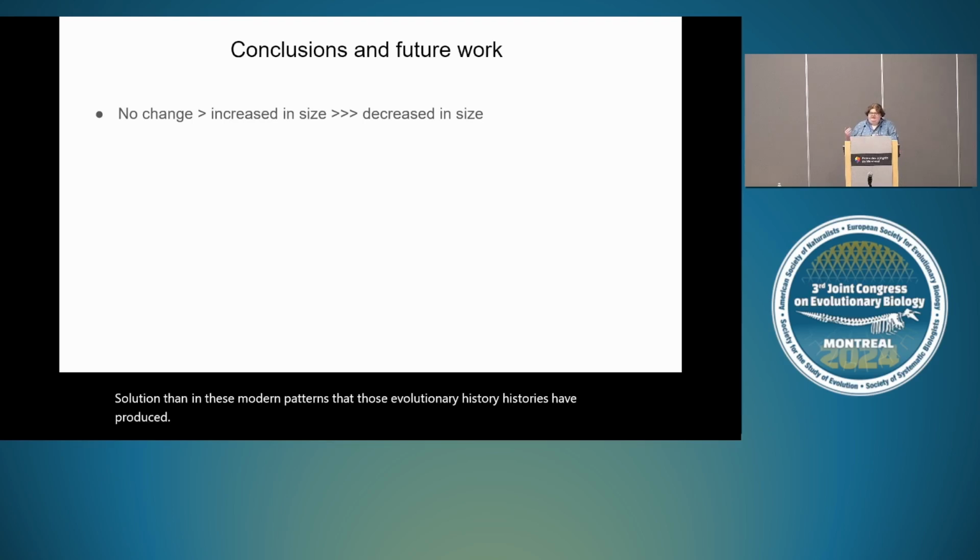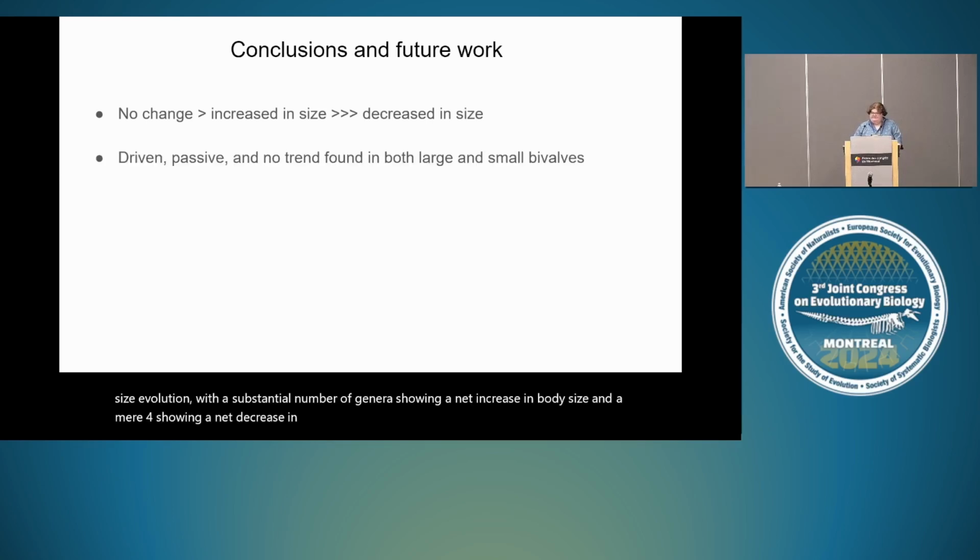In conclusion, these 75 speciose bivalve genera tend to show largely no net trend in their body size evolution, with a substantial number of genera showing a net increase in body size and a mere 4 showing a net decrease in their body size. Clearly, despite the myriad of modern contrasts in the fauna, speciose bivalve genera seem to sport no change, passive trends, and driven trends in their body size evolution across both small and large-bodied genera, although the lack of data on genera that have truly decreased in their body size through time makes an overall conclusion difficult to pinpoint.